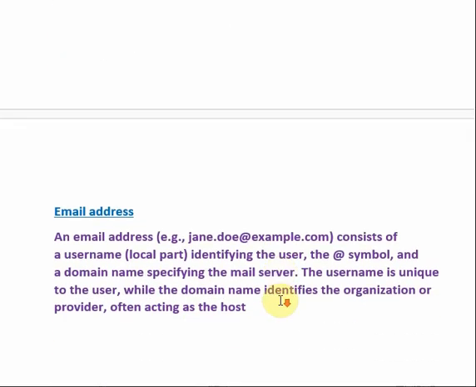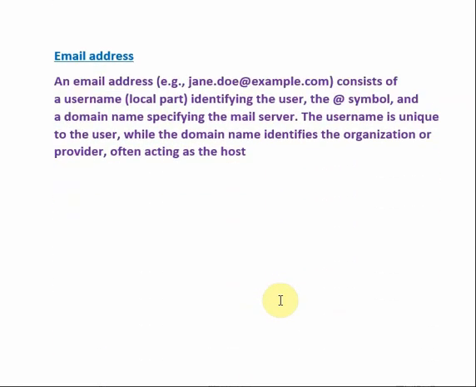Then the email address, that's the basic idea we all know, right? An email address consists of a username. It uniquely identifies the user. Then the host part. The host part means the @ symbol and the domain, which gives the name of the domain. Therefore we call it the server host name, and only this portion we call the domain name. So domain name, host name, and the username.